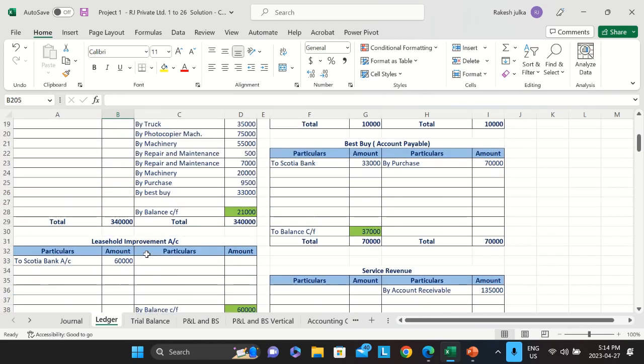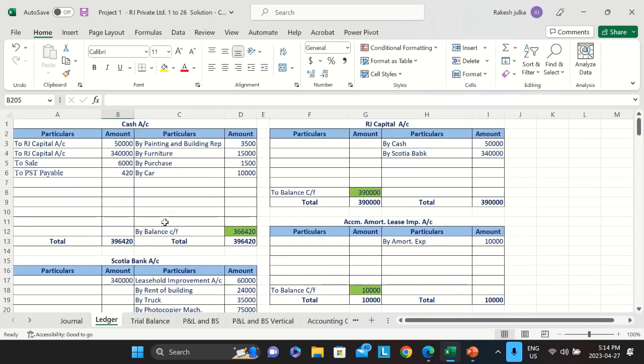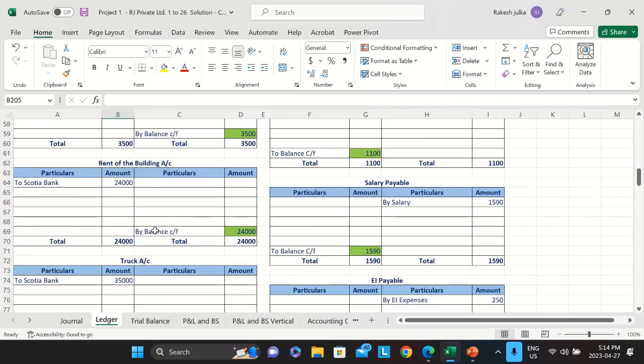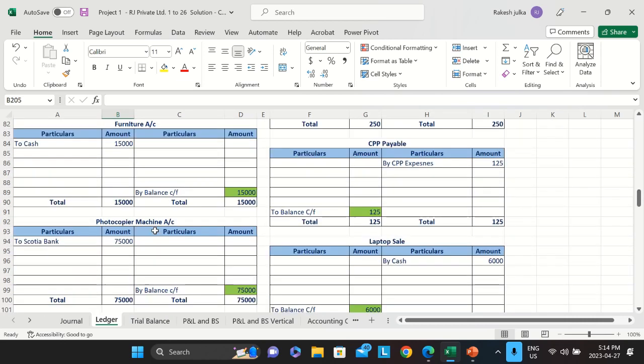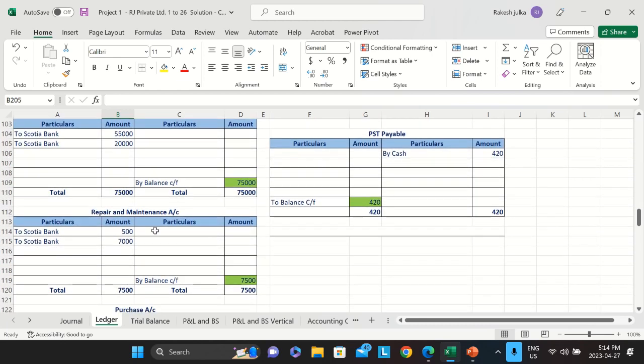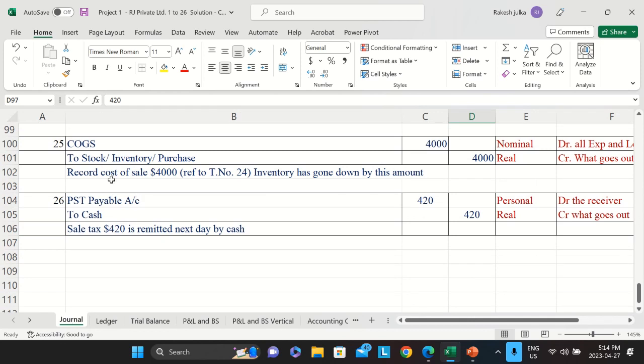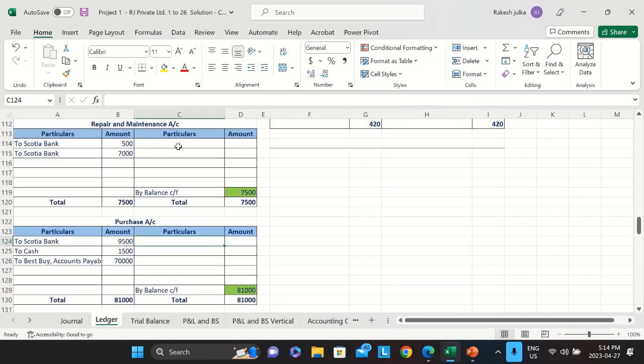Okay, so I think the purchase should be here. Cash, leasehold, amortization, rent of the building, truck, furniture, photocopier, machinery, repair, purchase. Yes, here we can write. So this is purchase, cost of goods sold to purchase. In purchase we will write cost of goods sold 4,000. So by the cost of goods sold, here is the 4,000, right?